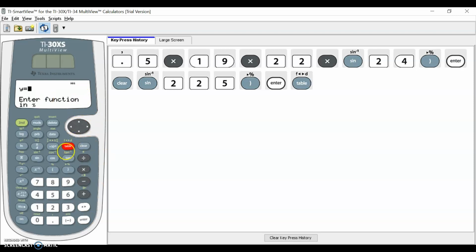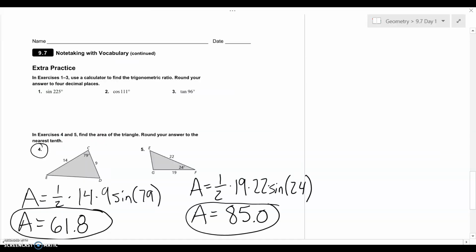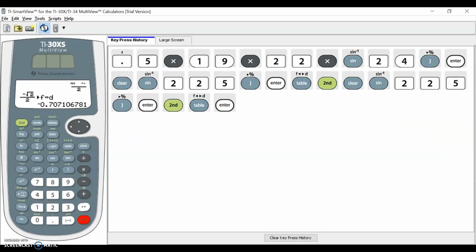I'll change my fraction to a decimal, so let's try that again. So we'll do sine of 225, and I'll close my parenthesis, hit enter, and I think on this calculator I just hit second table, and I get a decimal, so it's negative 0.707. So I'll jump back, and we'll do negative 0.707. It's actually asking for 4 decimal places, so that would be negative 0.7071.